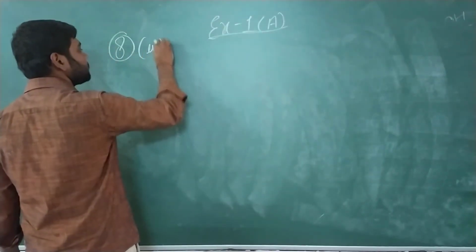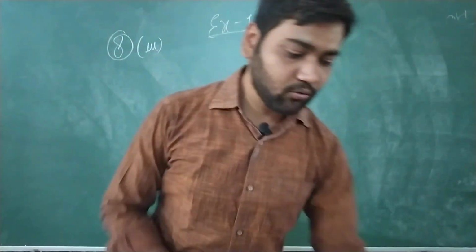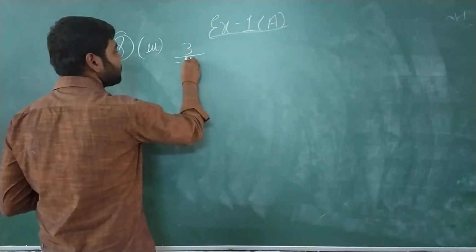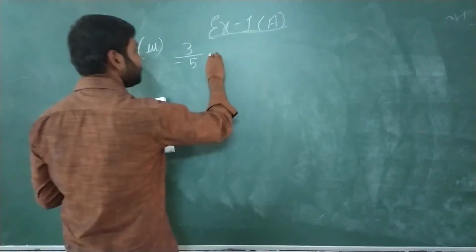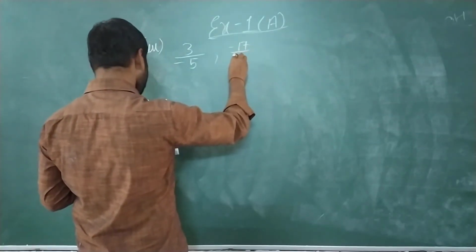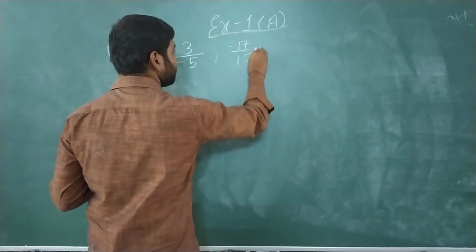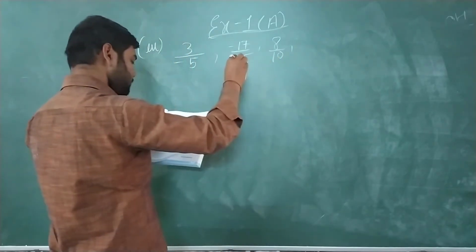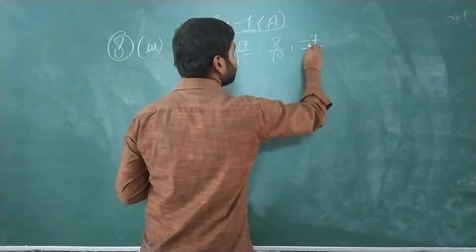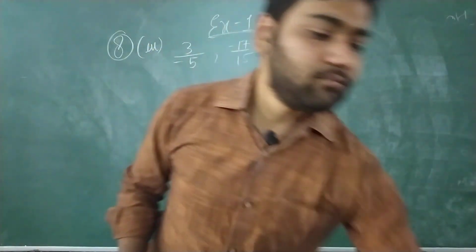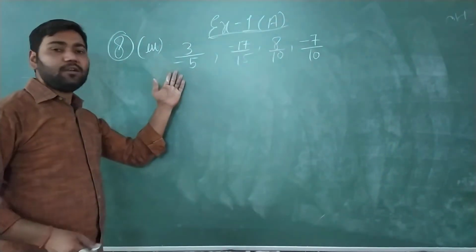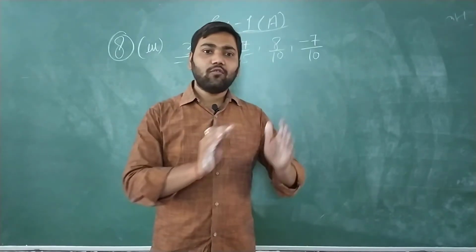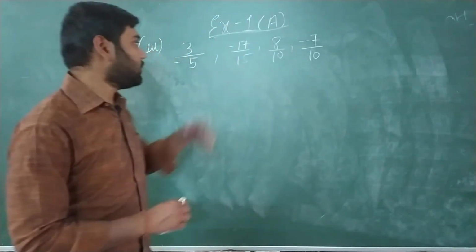In the 8th question, third part, the question is 3 upon minus 5, then minus 17 upon 15, then 8 upon 10, then minus 7 upon 10. Okay, what we have to do? We have to arrange in descending order. Descending means from greater to smaller, and ascending means from smaller to greater. So we have to arrange in descending order.